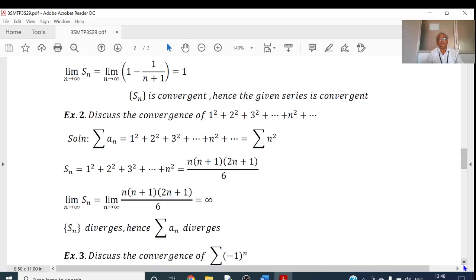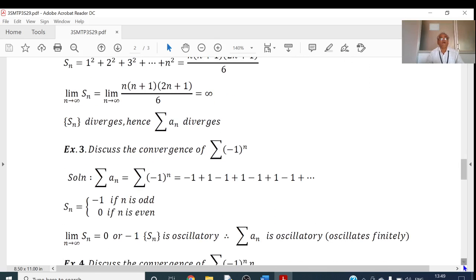Okay. Next example, I will discuss the convergence of the summation of minus 1 to the power of n. That is sigma, put n equal to 1, 2, 3, 4, 5, 6 like this. The first term, n equal to 1: minus 1 to the power of 1 is minus 1. N equal to 2: minus 1 square is plus 1. N equal to 3: minus 1 cube is minus 1. N equal to 4: minus 1 to the power of 4 is plus 1. That is, I am getting minus 1 plus 1 minus 1 plus 1 minus 1 plus 1 like this.